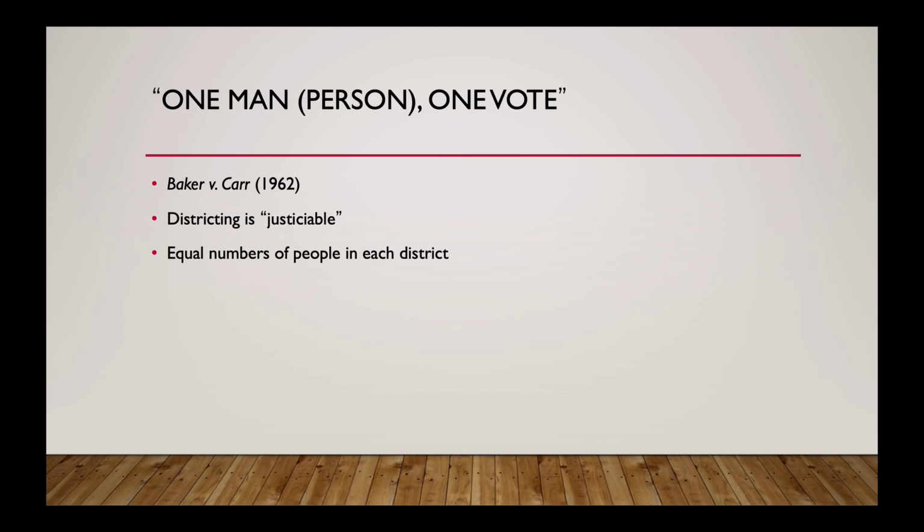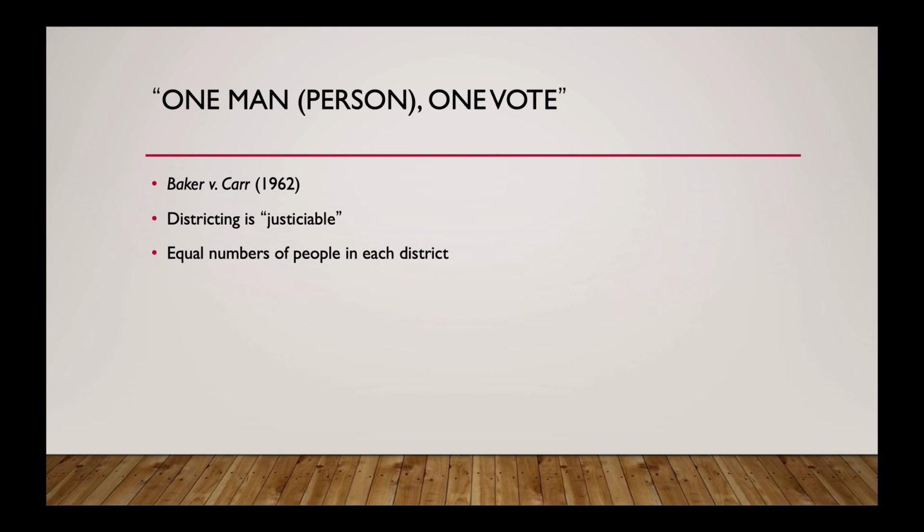Now here's the thing. Apportionment and redistricting are two different operations, right? We've talked about them differently. Apportionment is about how many seats a state has. Districting is about the geographical boundaries of how those seats are represented. Well, so here's the thing.